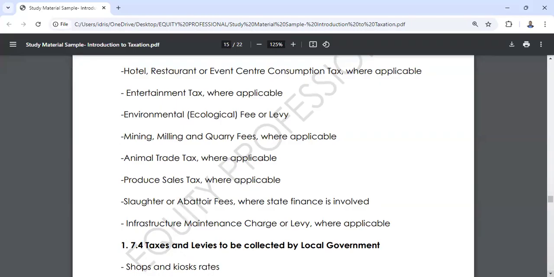What are the taxes collected by local government?